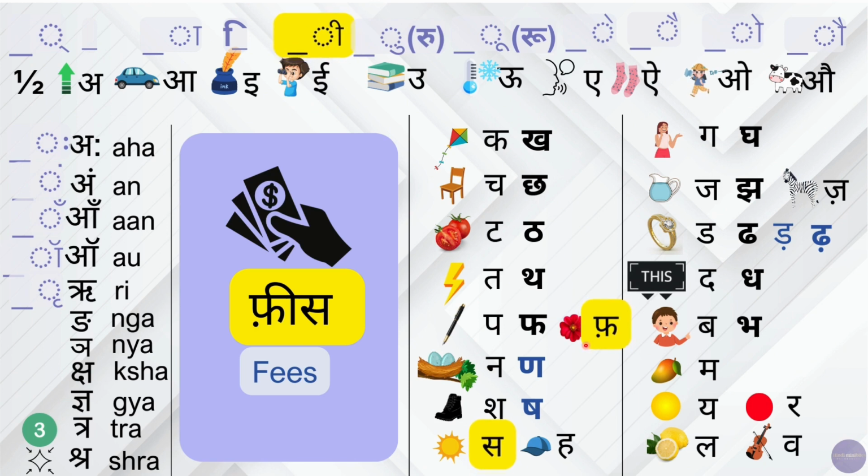F as in flower, S as in sun, and when we add the add-on symbol E as in sea to F, it makes the sound fee. So it's fees. The word sound is fees. Next word.